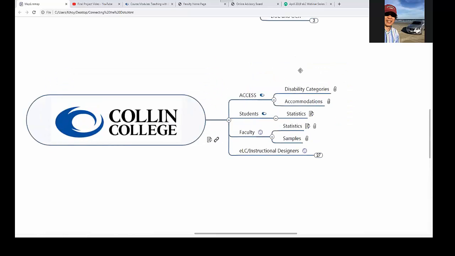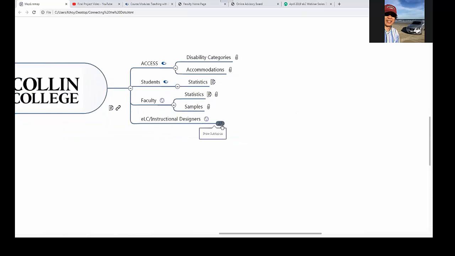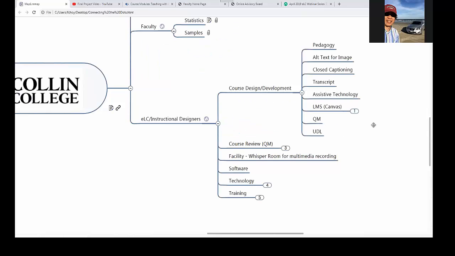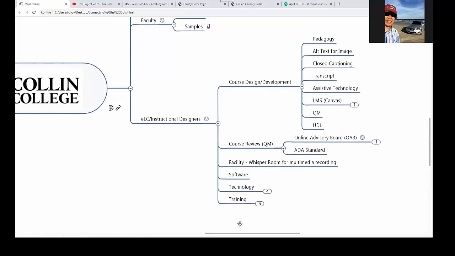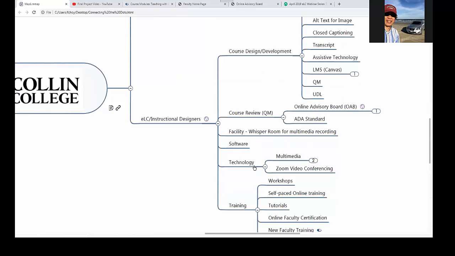I apologize, I tried to cover as much as I can, but as you can see, instructional design, let me just show you what we have available for you. Expand, expand, expand. So we would roll this out one by one. If you start working with us, we can help with all this multimedia, all the technology, all the training that we have, all the software we have, and the facility, the whisper room, helping you to do audio transcripts.